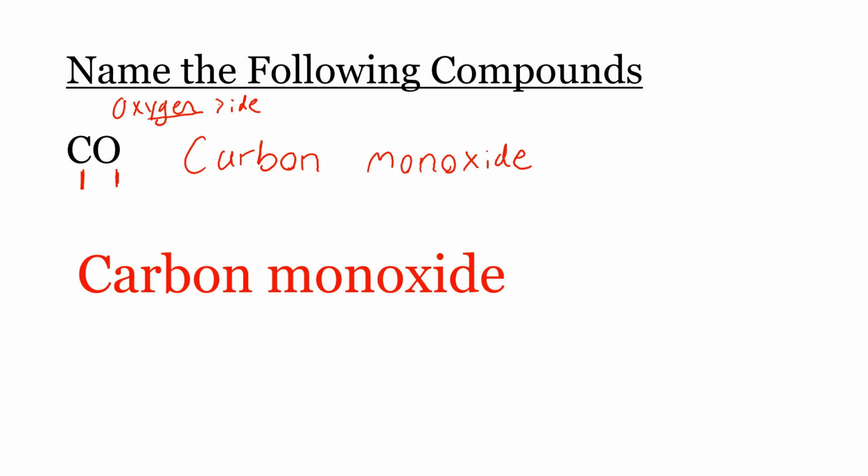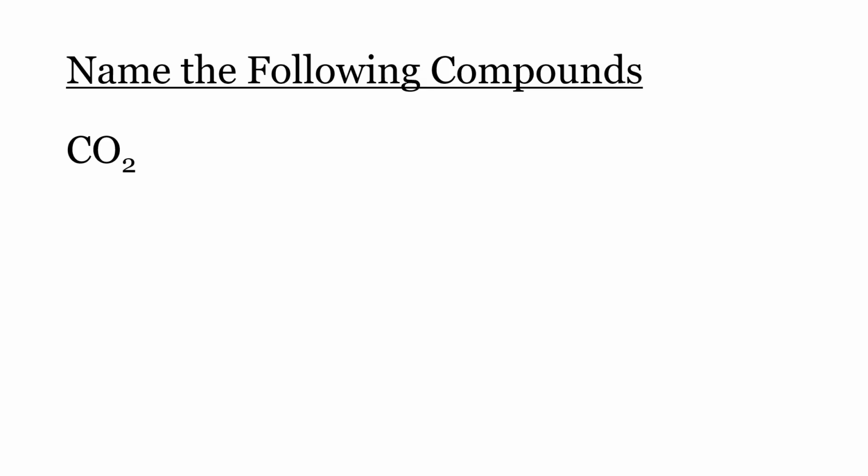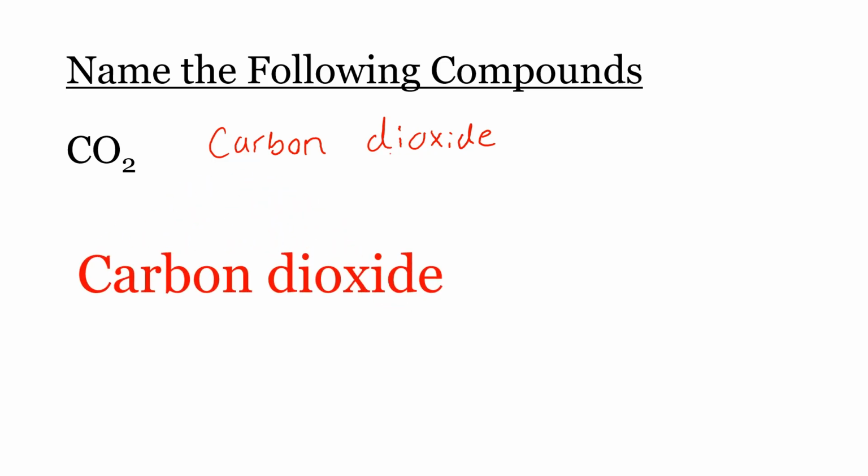Let's take a look at our CO2. So in this case, we have one carbon atom out front. Now, we do not use the prefix mono on the first element, so we just get to keep this as carbon. Now our O2, we have two of the oxygen atoms. So the prefix that we are going to use is going to be our di. Now our oxygen becomes our oxide, so we get dioxide as the name. So our carbon dioxide.